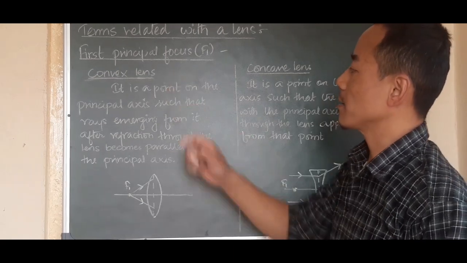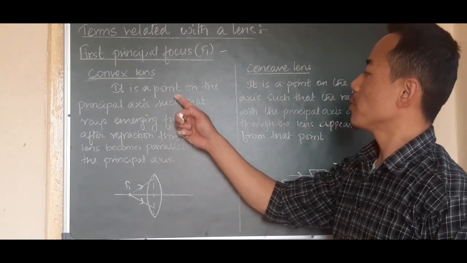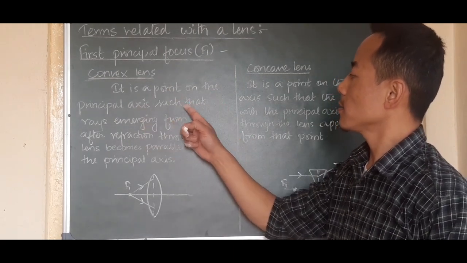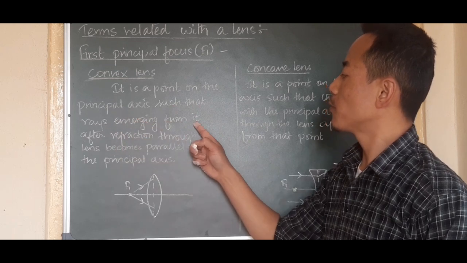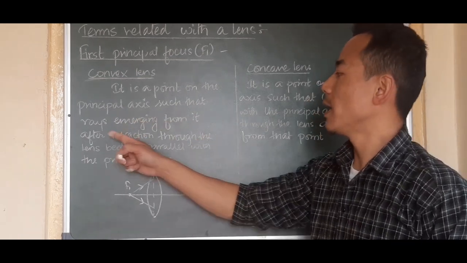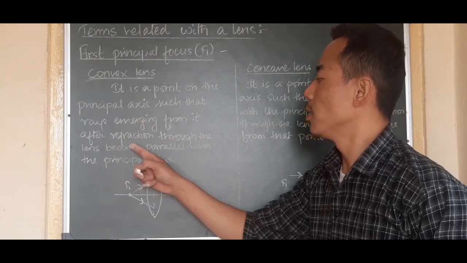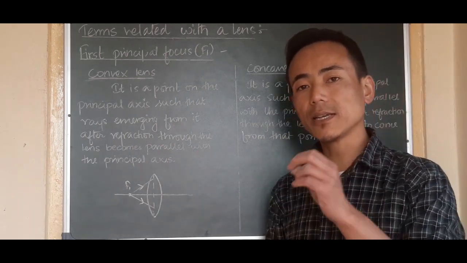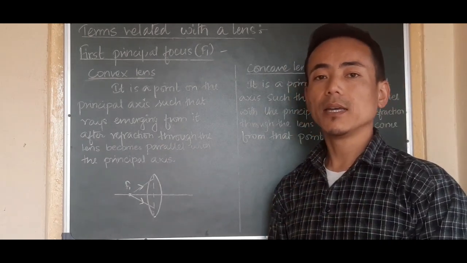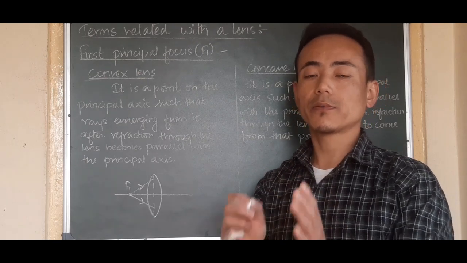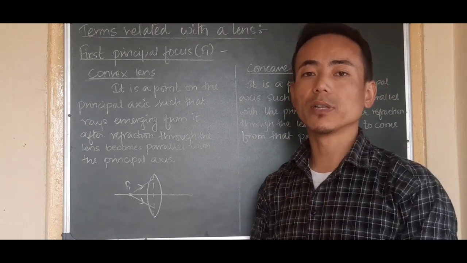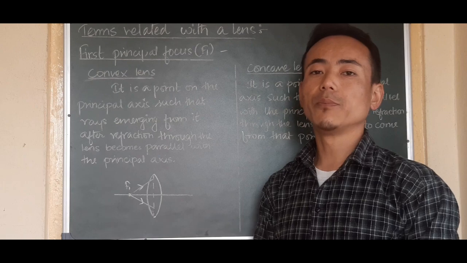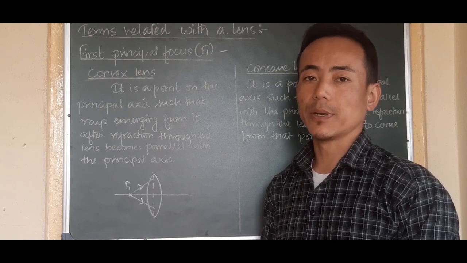For convex lens, the definition will be, it is a point on the principal axis such that rays emerging from it or starting from it, after refraction through the lens, become parallel with the principal axis. So it is a point which lies on the principal axis, and if the light rays emerge from this point and pass through the lens, then after refraction they become parallel with the principal axis.